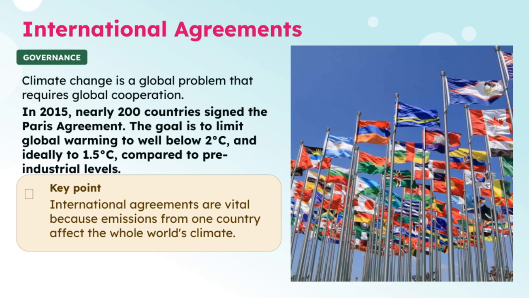In 2015, nearly 200 countries signed the Paris Agreement. The aim of the agreement is to limit global warming to well below 2 degrees Celsius above pre-industrial levels, and ideally to limit warming to 1.5 degrees Celsius. This matters because the impacts of climate change become more severe as temperatures rise. International agreements can encourage countries to set emissions targets, invest in cleaner energy, and support adaptation.